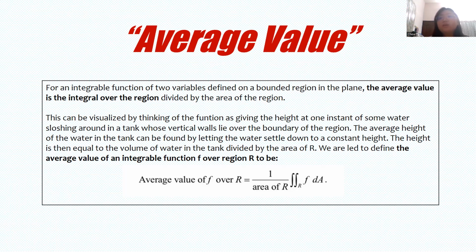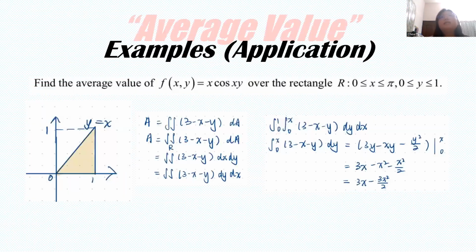This will be the formula we use in finding the average value. This is an example of an application of the average value. As shown on the screen, we need to find the average value of f(x,y) equals x cos(xy) over the rectangle. We will solve the question by the steps shown on the screen. By using the formula we showed just now, we will get the answer at the end.